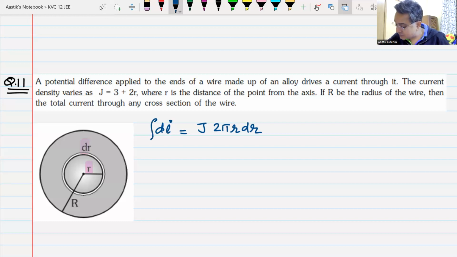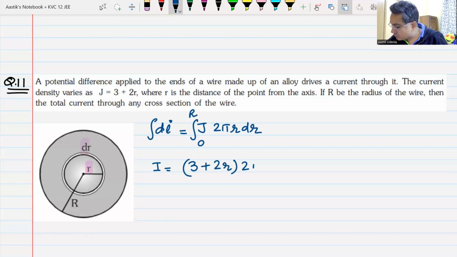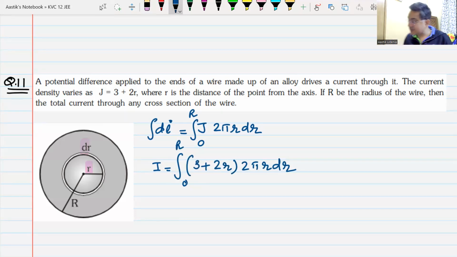To find out the total current, you just need to integrate this from 0 to capital R. So the total current I will be, what is your J? J is your 3 plus 2r into 2 pi r dr. You just have to integrate it from 0 to R, my dear friends. Do we understand this?